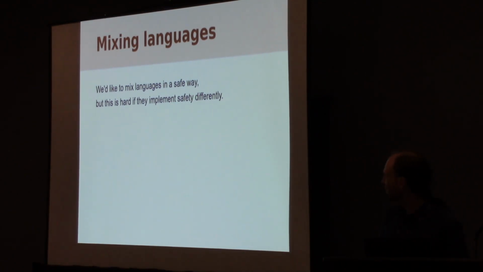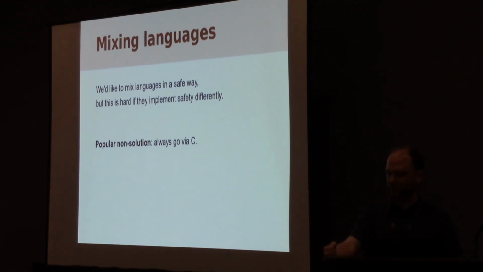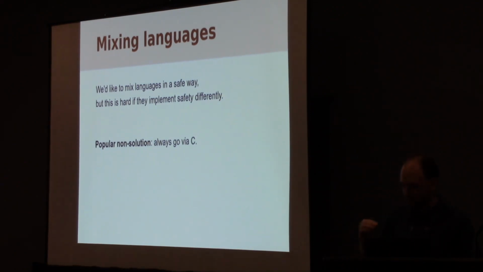So, the standard way of mixing two languages that's almost ubiquitous is to go everything via C. And this basically doesn't work, and I'll have a few slides describing the manner in which it fails to work. There have been various projects like ctypes in OCaml, or inline C in Perl, or Haskell FFI, or various other ones that attempt to make going via C a bit easier, but none of them make it safe.